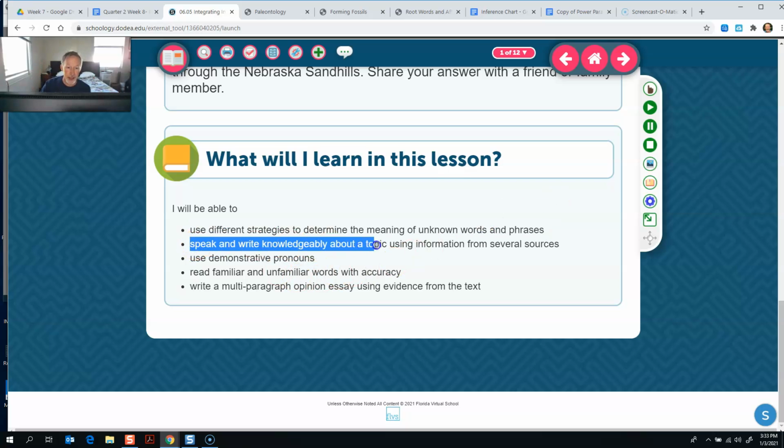Okay, second one. Speak and write knowledgeably about a topic using information from several sources. Guys, all that means is you're going to answer a question after reading two texts. That's it. Simple. Okay, and then demonstrative pronouns, we'll cover that later. Unfamiliar words, we're going to hit in about a screen or two. And then the last one, I'm going to make another video for you because that one's going to take a little while.